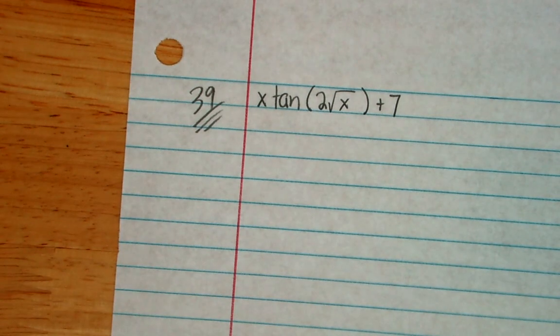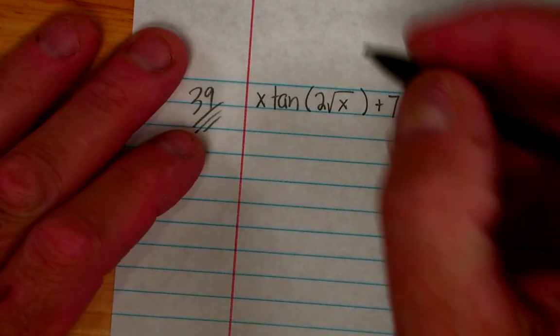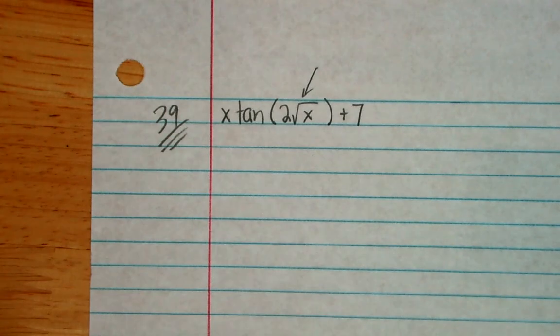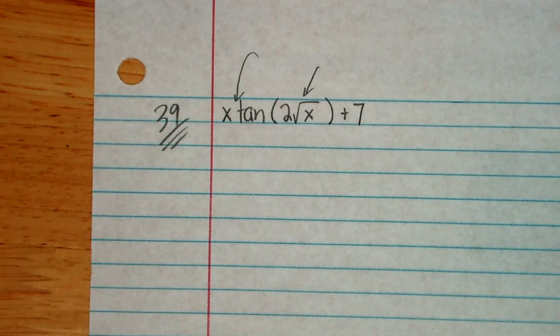Okay, so 39. This is the first of three of them, so hopefully this one will go the best. So what we have is a nested function. That's going to be a composition of two functions where we're going to have to use chain rule. And we also have a product. So we're going to have a couple different things going on, product rule and some chain rule.